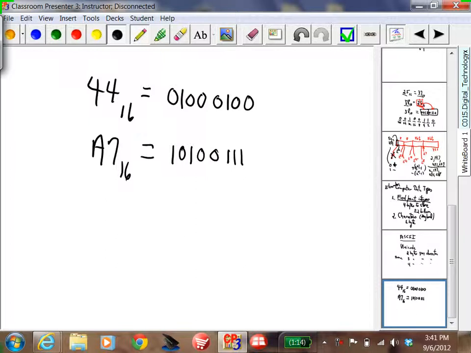Now, I'm converting A7 into decimal. What would that be in decimal? Do it in your head. Go fast. What is it? 10 times 16 is 160, plus 7. 167 in decimal.